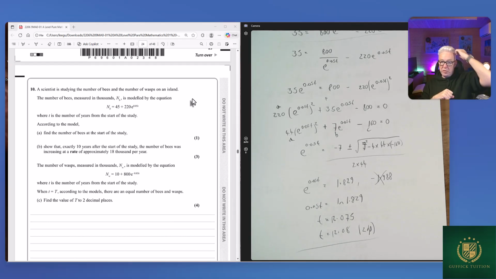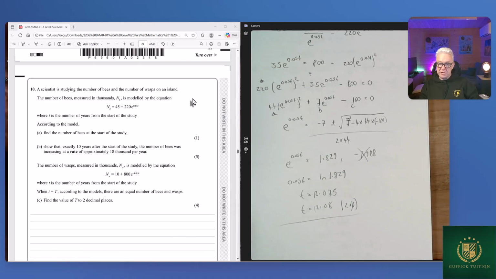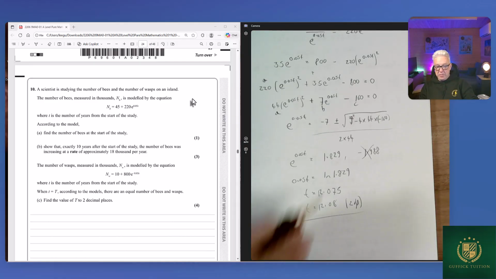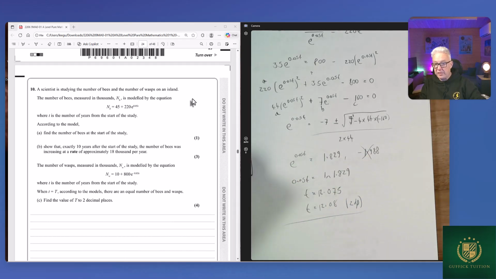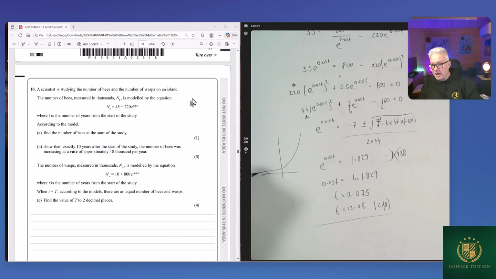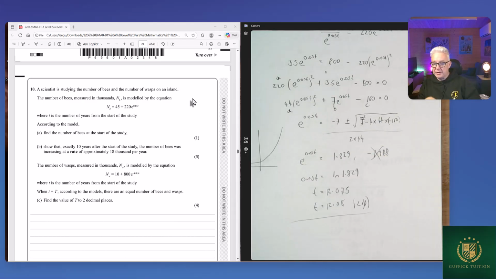So I get e to 0.05t is equal to minus 7 plus or minus the square root of 7 squared minus 4 times by 44 times by minus 160, all over 2 times 44. Now when I solve that, I get that there's 2 possible values for e to 0.05t, either 1.829 or minus 1.988. And it cannot be the minus 1.988 because the graph of an exponential curve is never less than 0. It's going to look something like that, okay? So it can't be that solution.